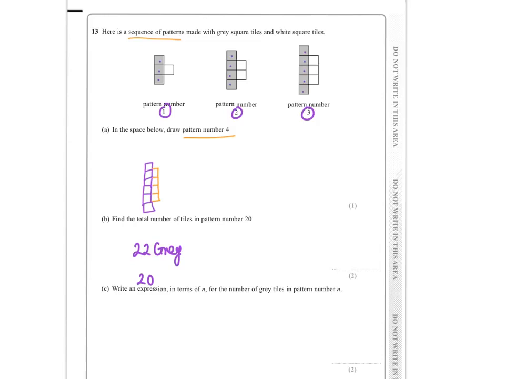And then also, can you spot that the number of white tiles is exactly the same as the pattern number? So in pattern number 20 you would have 20 white. So the total number of tiles would be 22 and 20, which is 42 tiles.